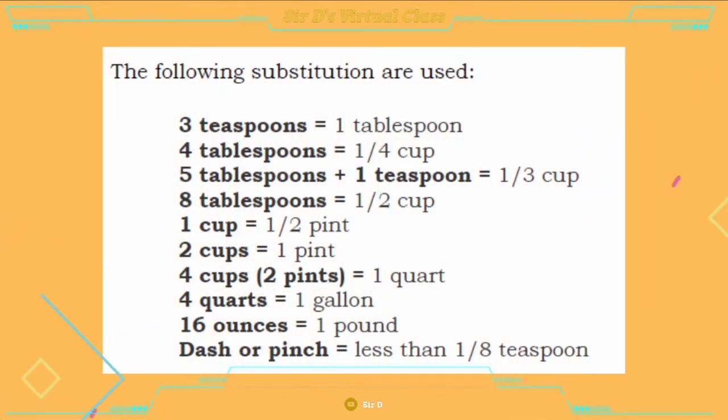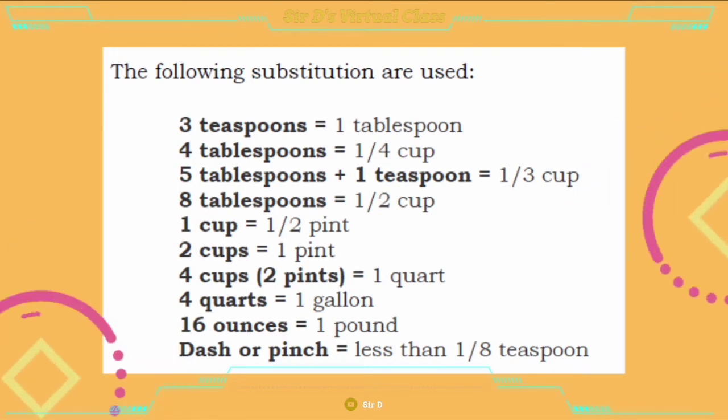The following substitutions are used. 3 teaspoons is 1 tablespoon. 4 tablespoons is 1/4 cup. 5 tablespoons plus 1 teaspoon is 1/3 cup. 8 tablespoons is 1/2 cup. 1 cup is 1/2 pint.